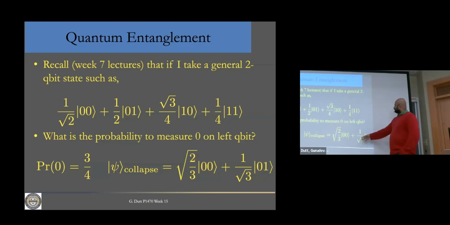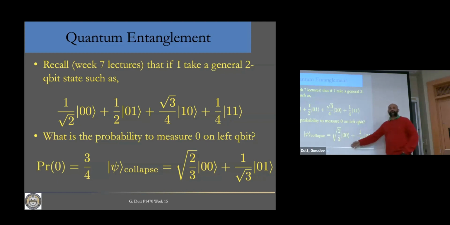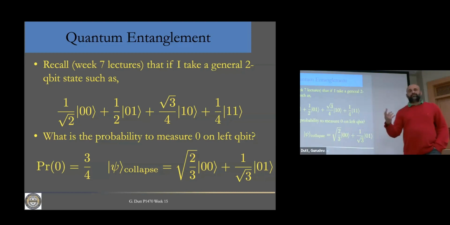So this is an example of an entangled state which is not maximally entangled, because after measurement of one qubit, the other qubit is left in a superposition. So the measurement of the next qubit is still uncertain, because I could get either 0 or 1 on the right qubit, okay, with some probability, 2/3 and 1/3 in this case. But this is still an entangled state. It's a partially entangled state.